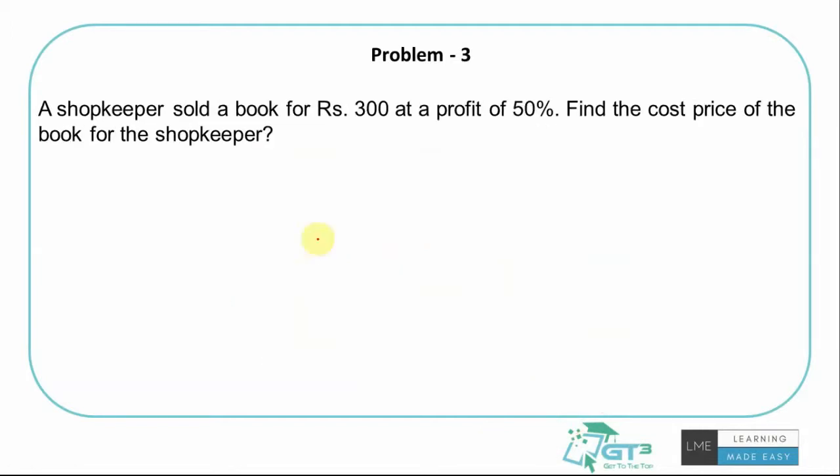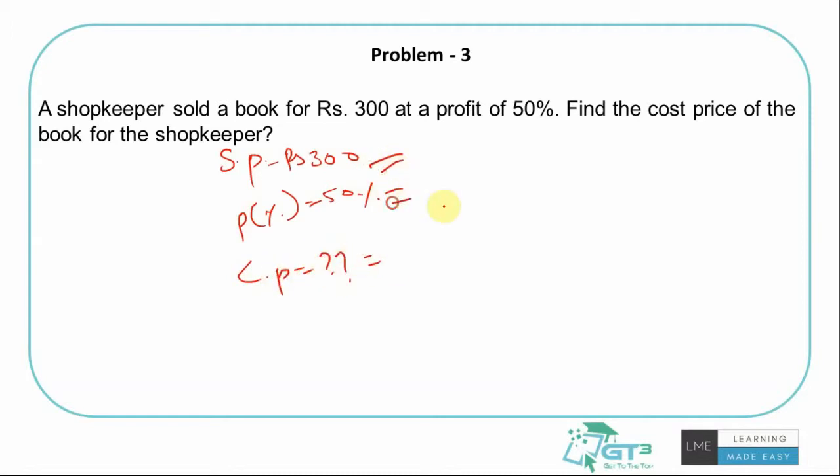Now see this one. Again, pause and try. A shopkeeper sold a book for rupees 300, so the selling price is 300 rupees. He made a profit percentage of 50%. They're asking me what the cost price is. Again, we know two things, so we can obviously find the third one.